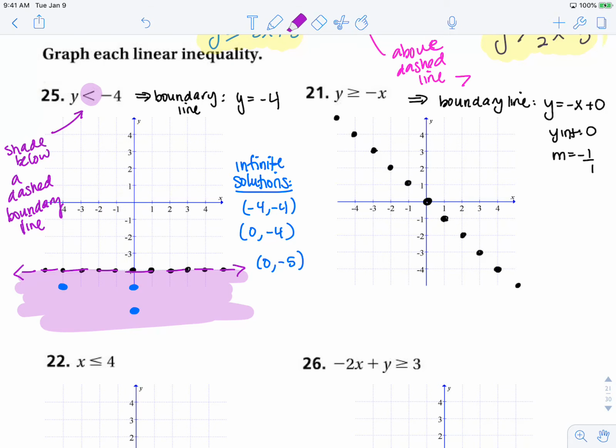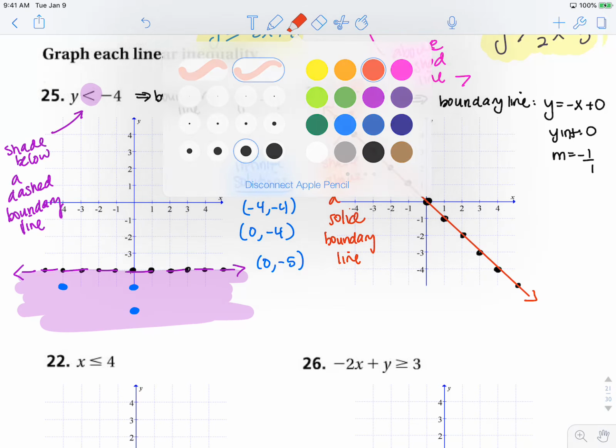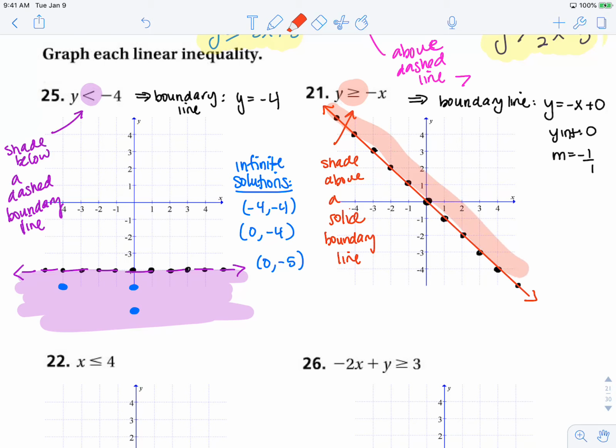Now I look at my inequality sign. Since that inequality sign reads as greater than or equal to, I want to shade above a solid boundary line. Since I'm equal to my boundary line, it's going to be a solid line through these points. But now I want to shade all y values above this line. Above and including the line is my solution. So this entire half plane is my solution.